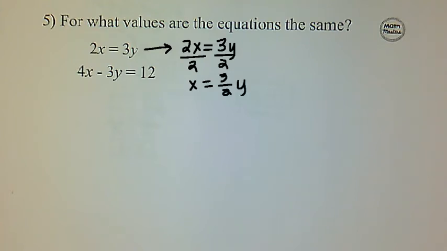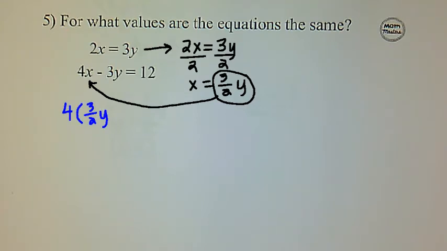So I get 3 halves y. All right, again, this is our new x value. So I'm going to substitute that in. Okay, so I get 4 times 3 halves y minus 3y equals 12.